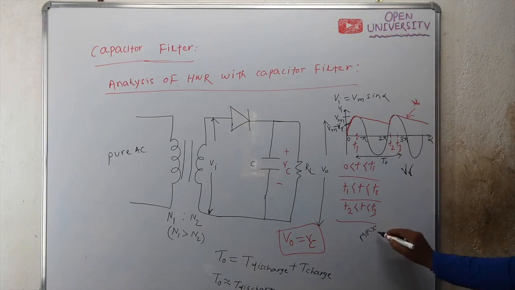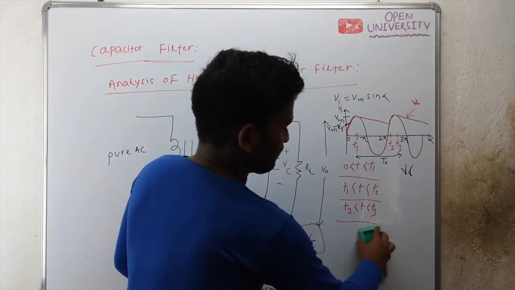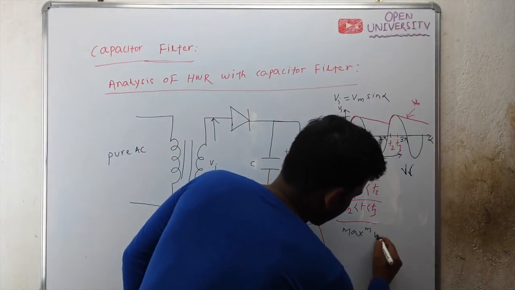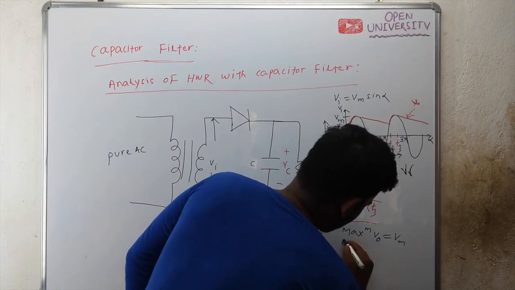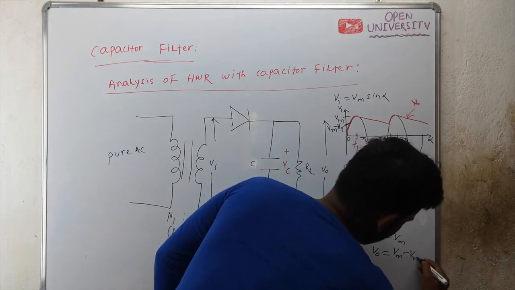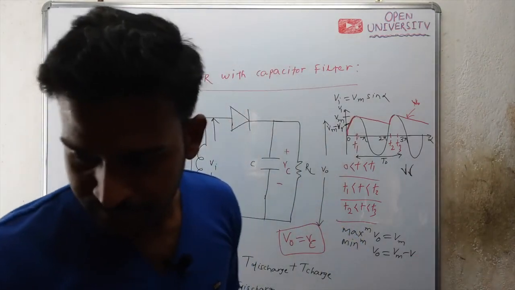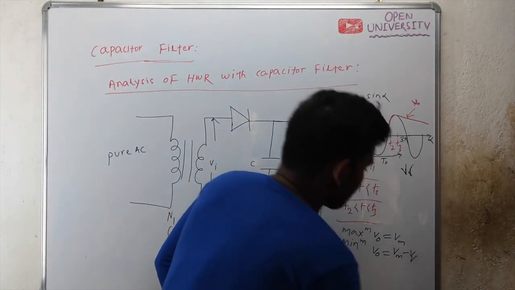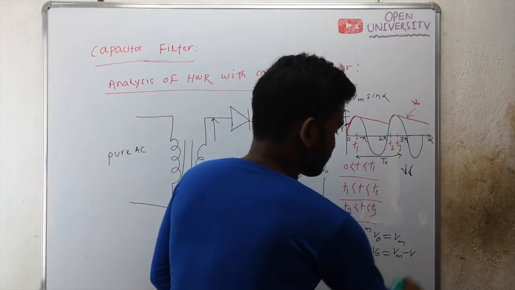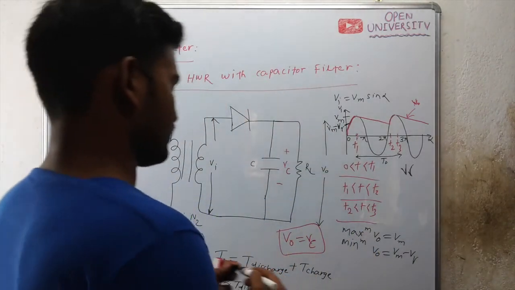So maximum output voltage, maximum V naught, equals Vm, and minimum V naught equals Vm minus Vr, not V gamma, it is Vr, the peak to peak ripple voltage.